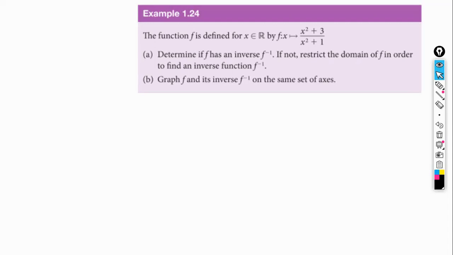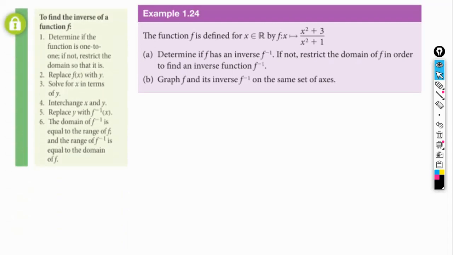So how do we proceed in these cases? To find an inverse, we need to follow these steps. So first we have to determine if the function is 1 to 1. If not, we will have to restrict the domain so that it is. That would be step 1. Step 2, as you know, is replace f of x with y, then solve for x in terms of y. Exchange or interchange x and y. We did it backwards, right? We did step 4 first. Then 5, replace y with the symbol for inverse of f. And the domain of the inverse of f is equal to the range of f, and the range of the inverse of f is equal to the domain of f. So this we all know.